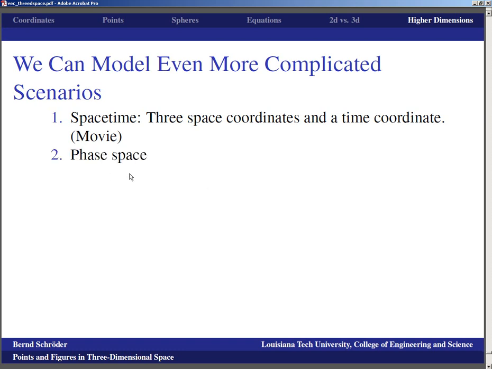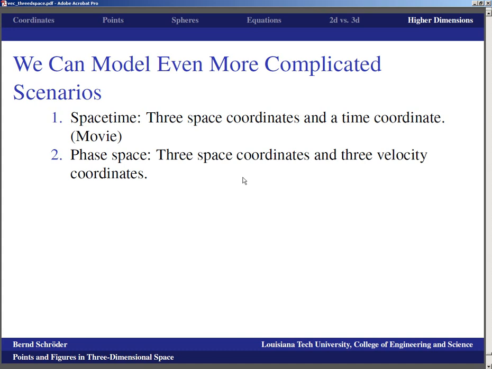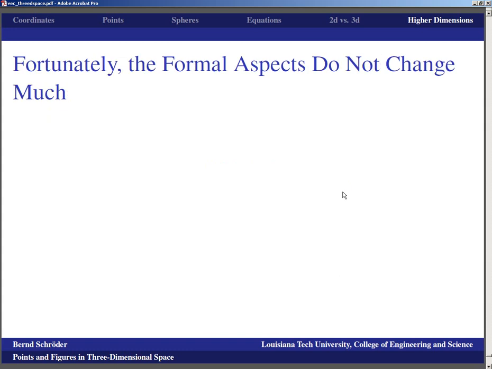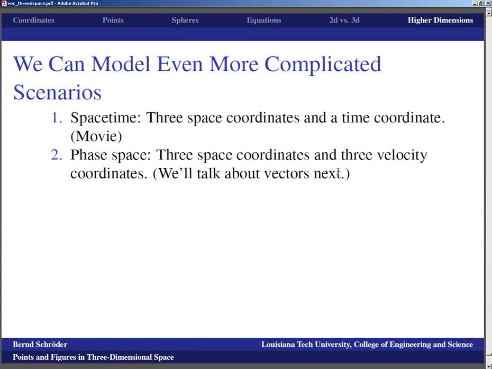We can visualize phase space, which is something that you can use to keep track of 3 space coordinates and 3 velocity coordinates. Of course, for that, we have to think about what velocities actually are, and we will talk about vectors in the next presentation. And fortunately, I'm talking here about stuff that has 4 dimensions, stuff that has 6 dimensions, stuff that sounds like it's terrible to visualize.